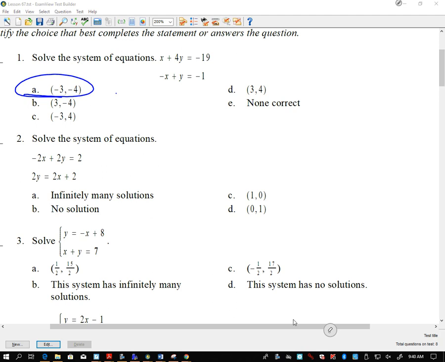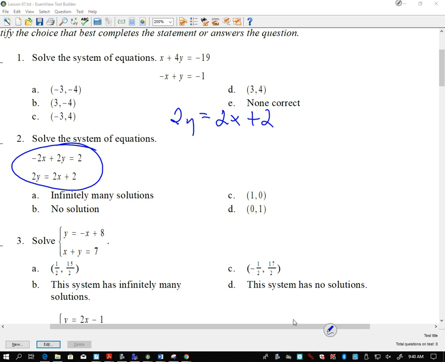After we've solved a system like this, we're going to work on establishing what kind of system it is, because the more we practice with it, hopefully the better we get. Let's look at number 2. We have negative 2x plus 2y equals 2. We have 2y equals 2x plus 2. I'm going to try something different here. Can we change both these equations to y-intercept form? Yeah, let's try that. What's the first thing you'd do with this first equation? Add 2x to both sides. That's going to give me 2y equals 2x plus 2, correct? Now what would you do? Divide by 2 on both sides. So that's going to give you y equals what?